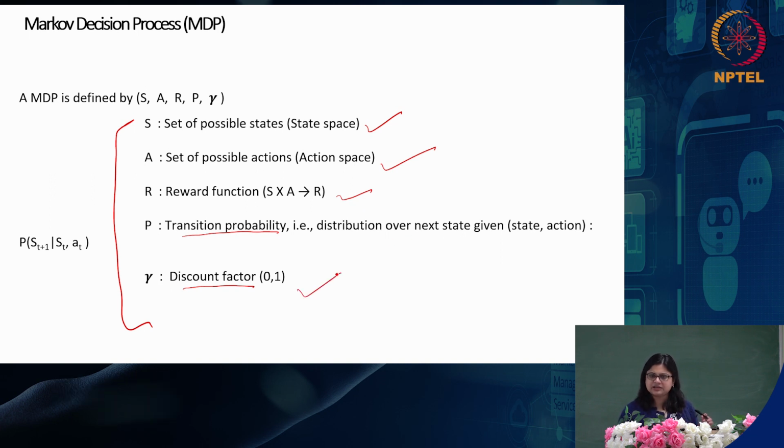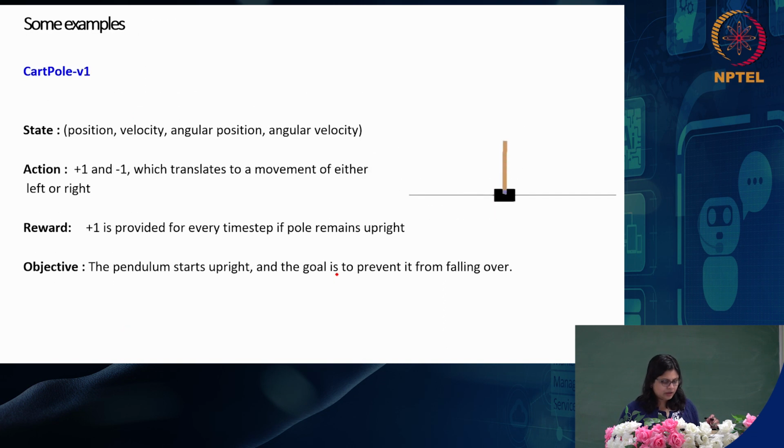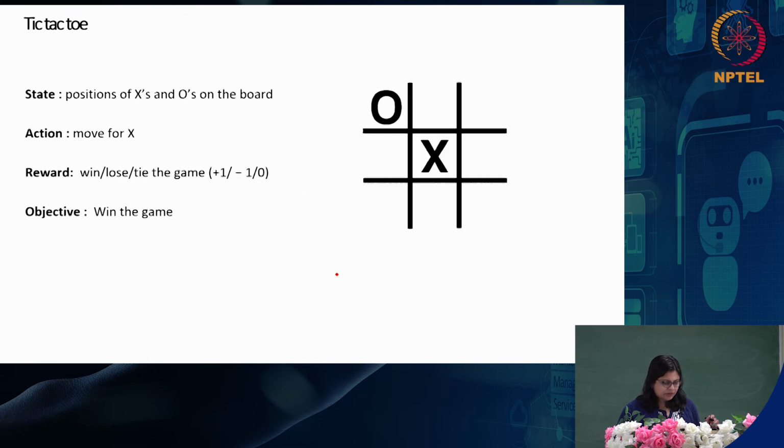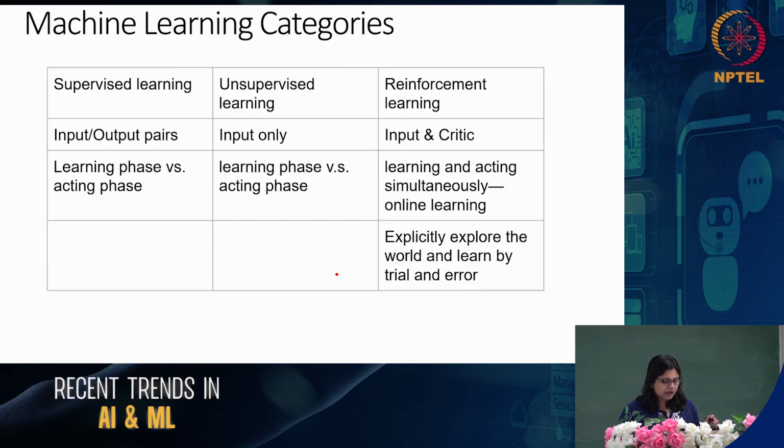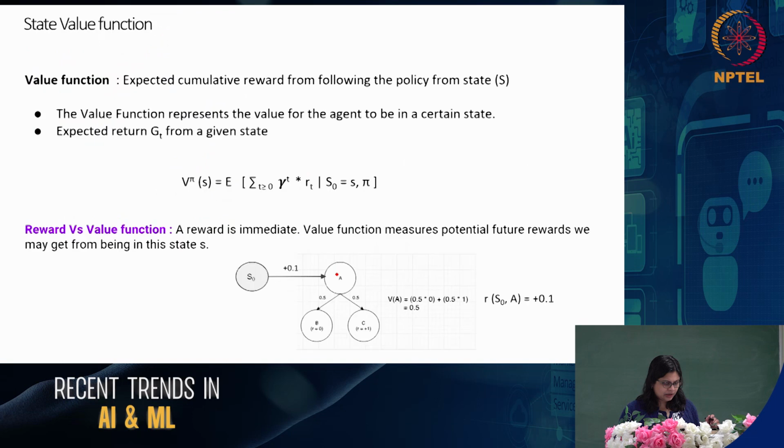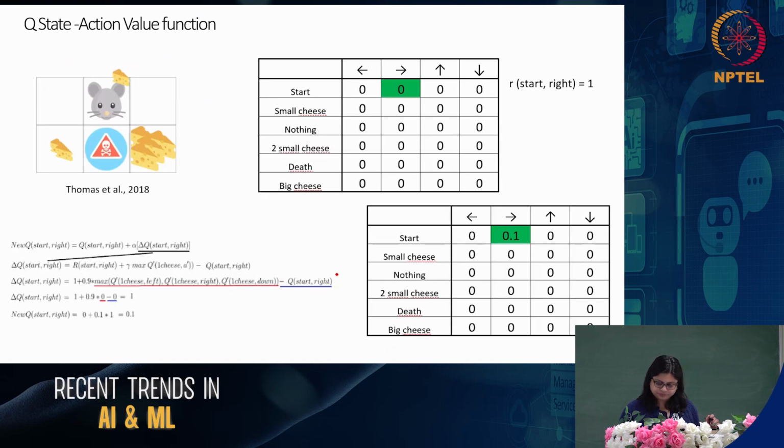So in the last class we discussed the importance of the discount factor, and we have seen these examples. So now let me go directly today to the algorithm, the DQN.